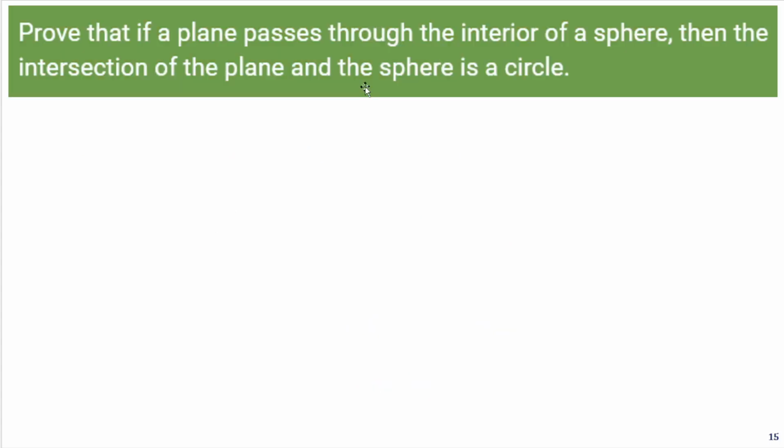Okay, next, let's use an example to illustrate one important property of a sphere. Can you prove that if a plane passes through the interior of a sphere, then the intersection of the plane and the sphere is a circle? Okay, first let's draw a diagram to illustrate the situation.